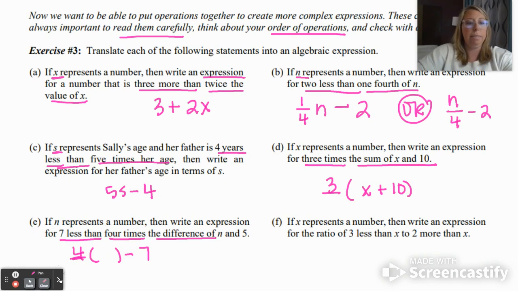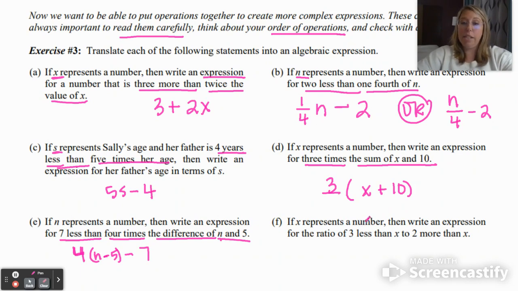Let me make that a little bit cleaner there. Get rid of that underline. Okay. So 4 goes on the outside, and we're doing the difference of n and 5. So that is n minus 5 inside the parentheses.